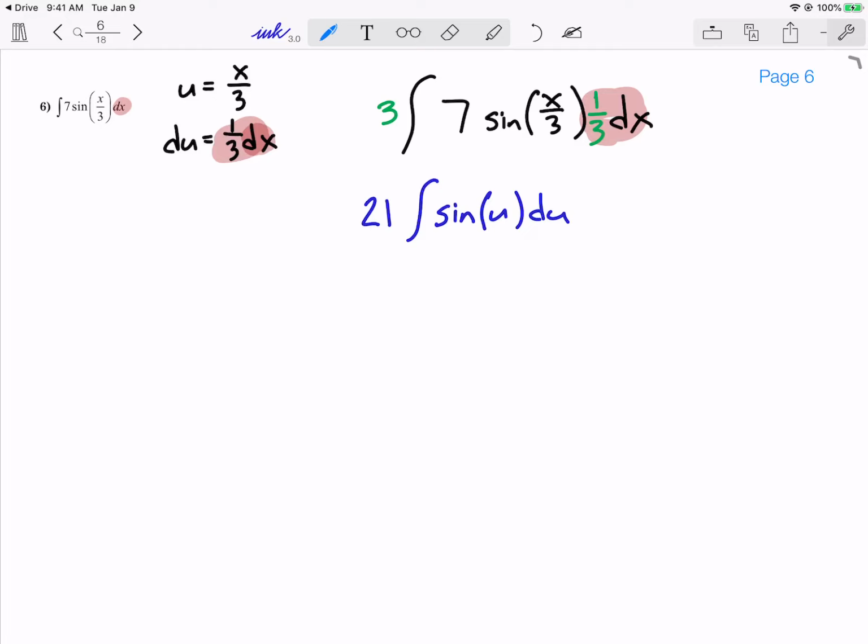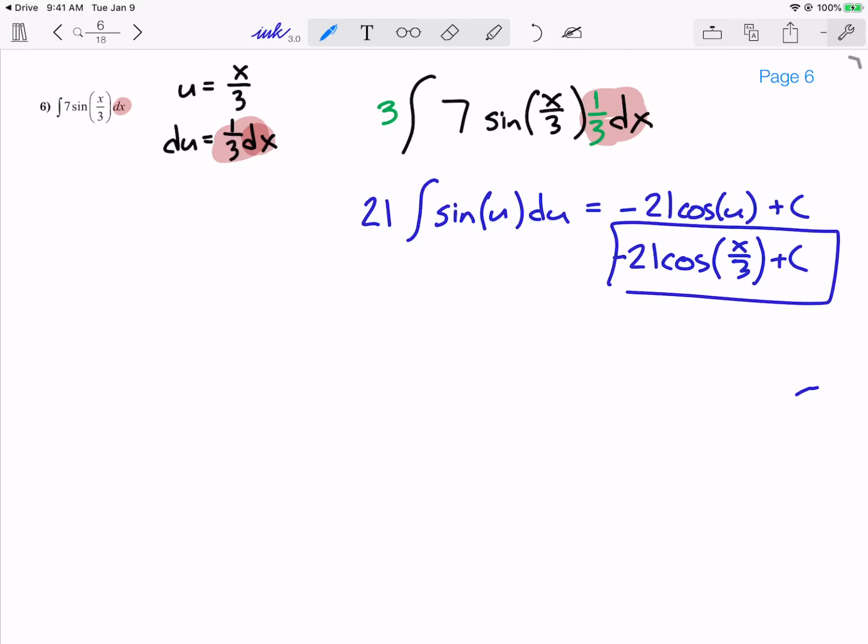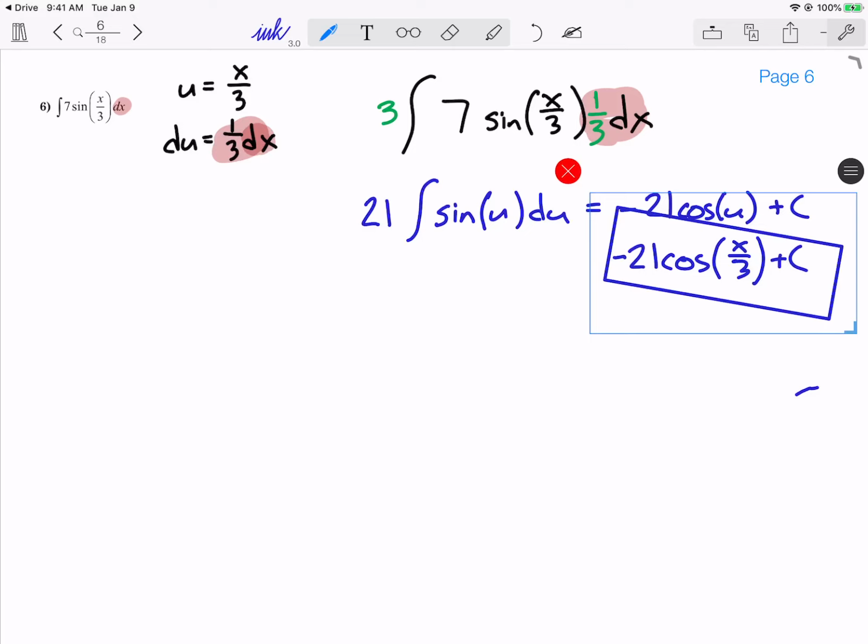Now I can integrate sine of u with respect to u. It's simply negative cosine. So I get negative 21 cosine of u plus my constant of integration, which, replacing with what u was, is negative 21 cosine of x over 3 plus c. And that is my answer. There's a cool box. So, another way some people sometimes need to see this, I'm going to do it a way that's usually kind of unconventional.